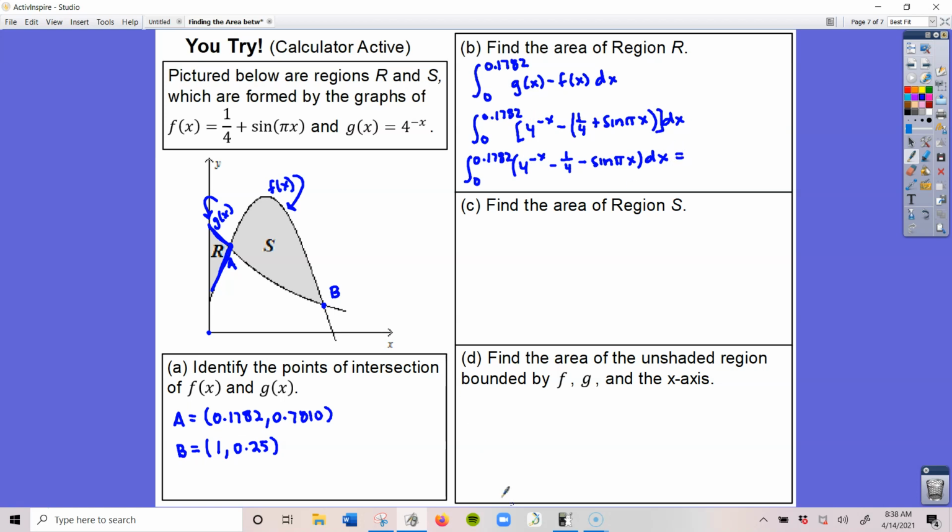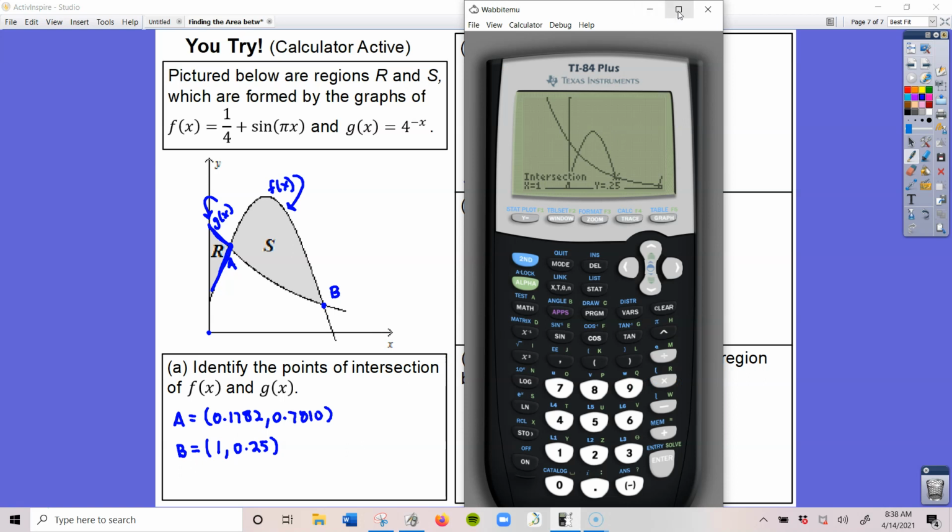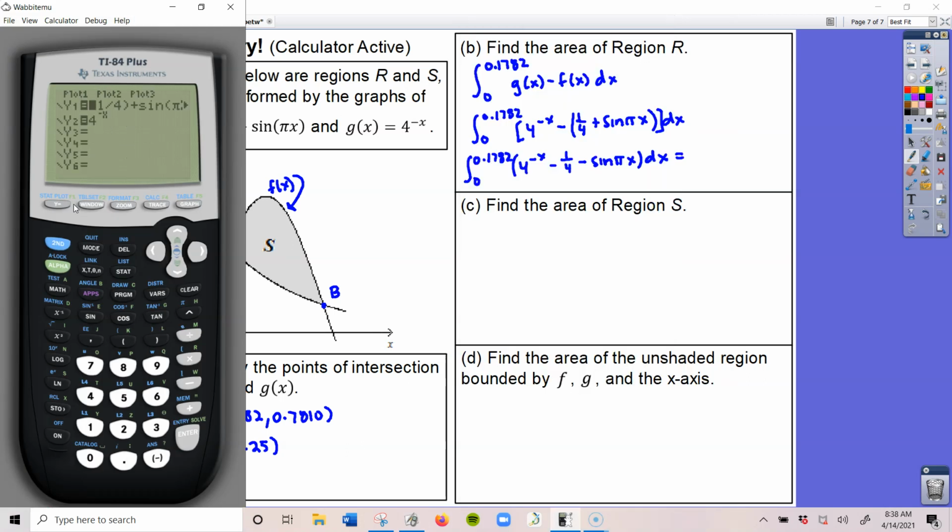So I'm going to go to my calculator. Now I'm going to keep these graphs here just in case. So I'm just going to deselect them, and I'm going to come down here, and I'm going to input all of this. So 4 raised to the negative x minus 1/4 minus sine of pi x. And now we'll graph that.